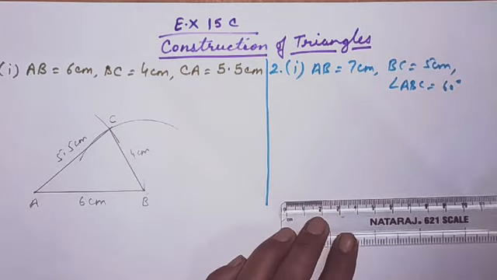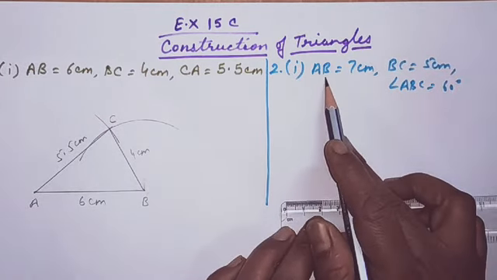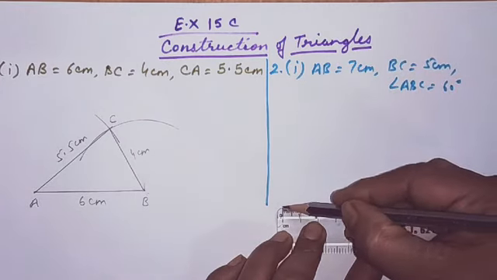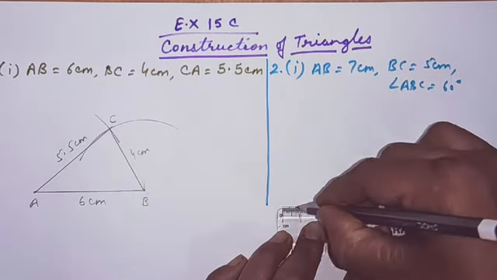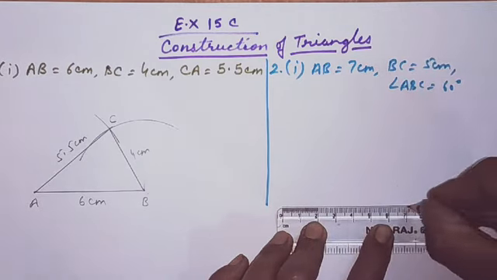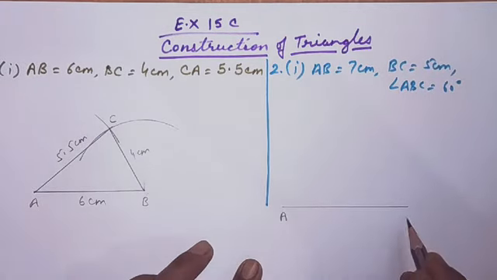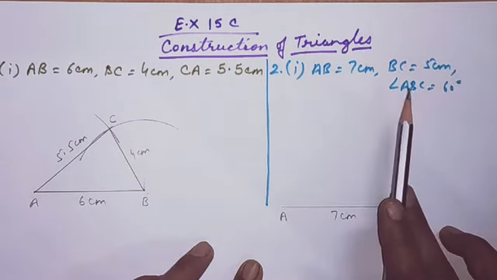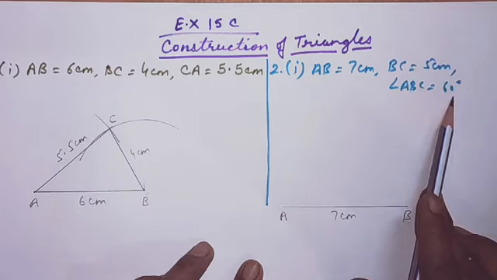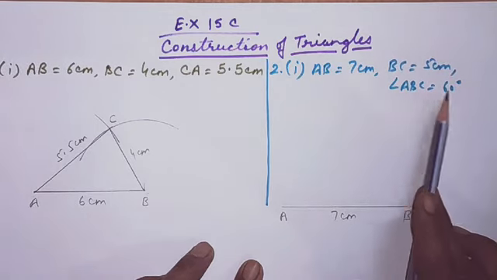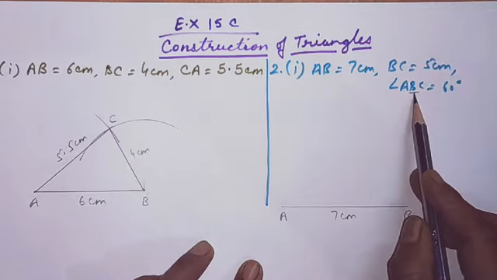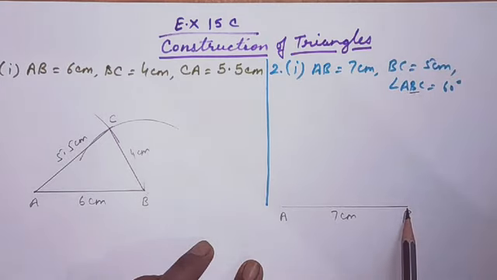I will draw one side as the base. Here again AB is 7. So I am going to draw AB 7 centimeter. Okay. So this is my AB 7 centimeter. Now here I am having angle ABC as 60 degree. First I will draw the angle. Angle ABC 60. AB. You should look for the middle point. What is the middle point? B. So where is my B? My B is here. So I will construct the angle here.